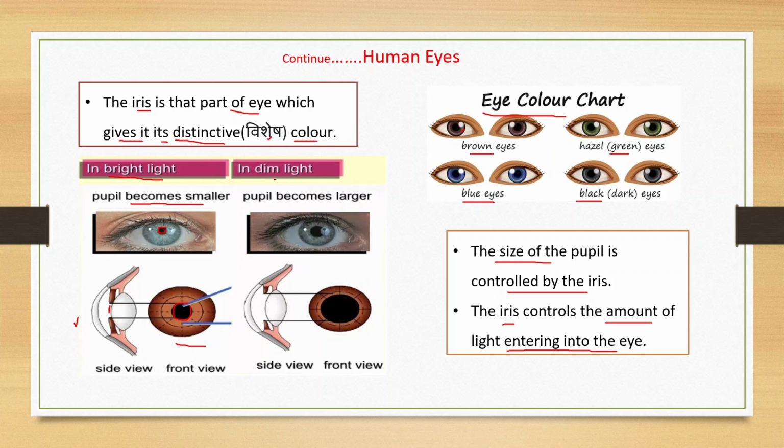But when you go in dim light, then pupil becomes larger. कहते हैं ना आपको अंधेरे में आंख फाड़ करके देखना पड़ता है. इसका मतलब क्या है? आपका जो pupil का साइज है वो बड़ा हो जाएगा. See this one. ओके. यदि साइड व्यू से आप देखते हैं तो आप देखिए ये वाला पार्ट ये बड़ा हो गया. यदि फ्रंट से देखते हैं तो ये बड़ा है. ओके.